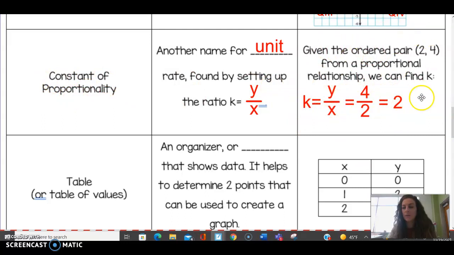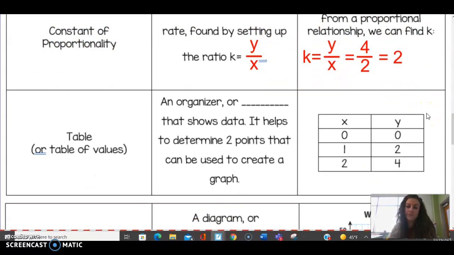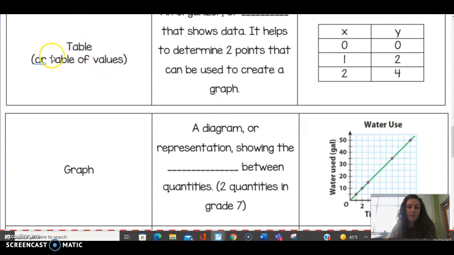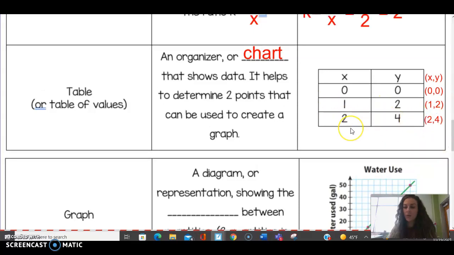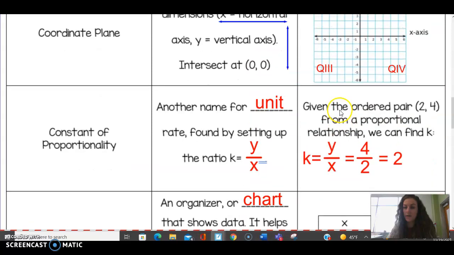Constant of proportionality is another name for unit rate. It's found by setting up the ratio k equals y divided by x. So given the ordered pair 2, 4, we know our ordered pairs are given as x, y. So from this proportional relationship, we could find k. We know k equals y divided by x. Well, 4 is my y, and 2 is my x, and 4 divided by 2 is 2. So my unit rate, or k, or my constant of proportionality for this example would be 2.